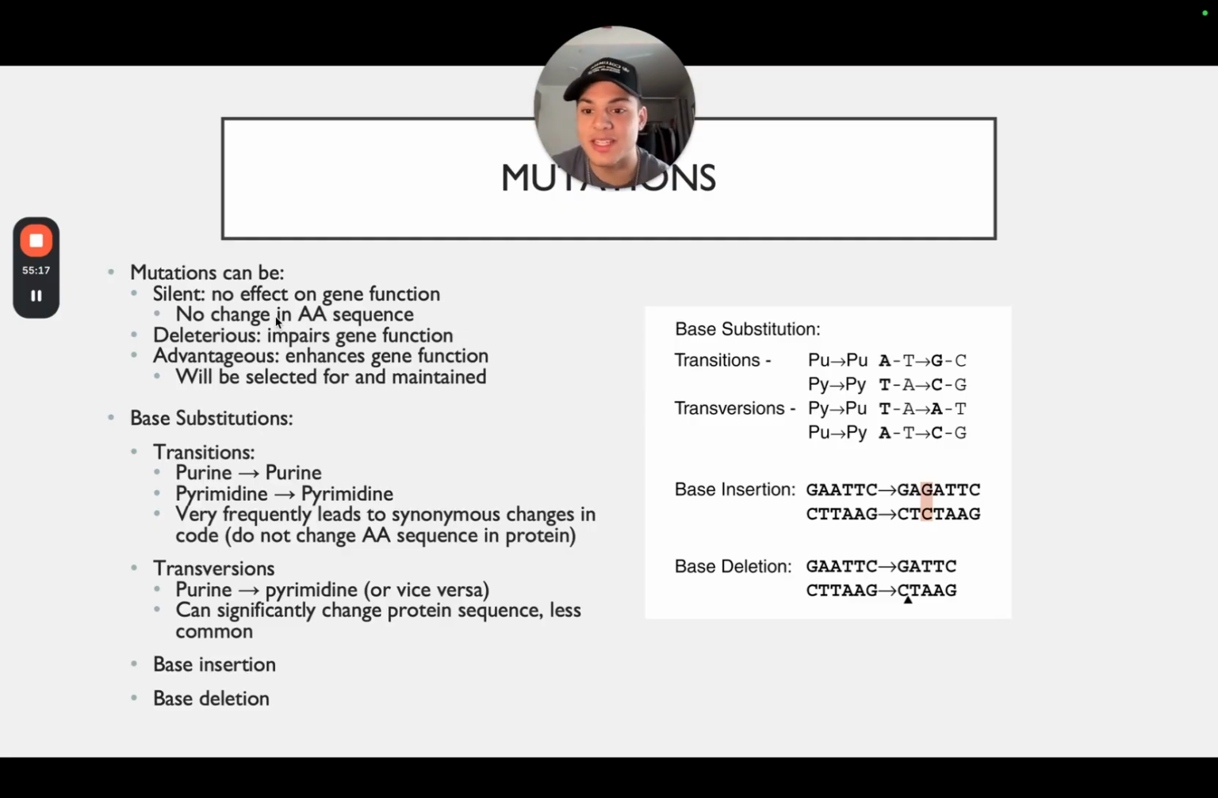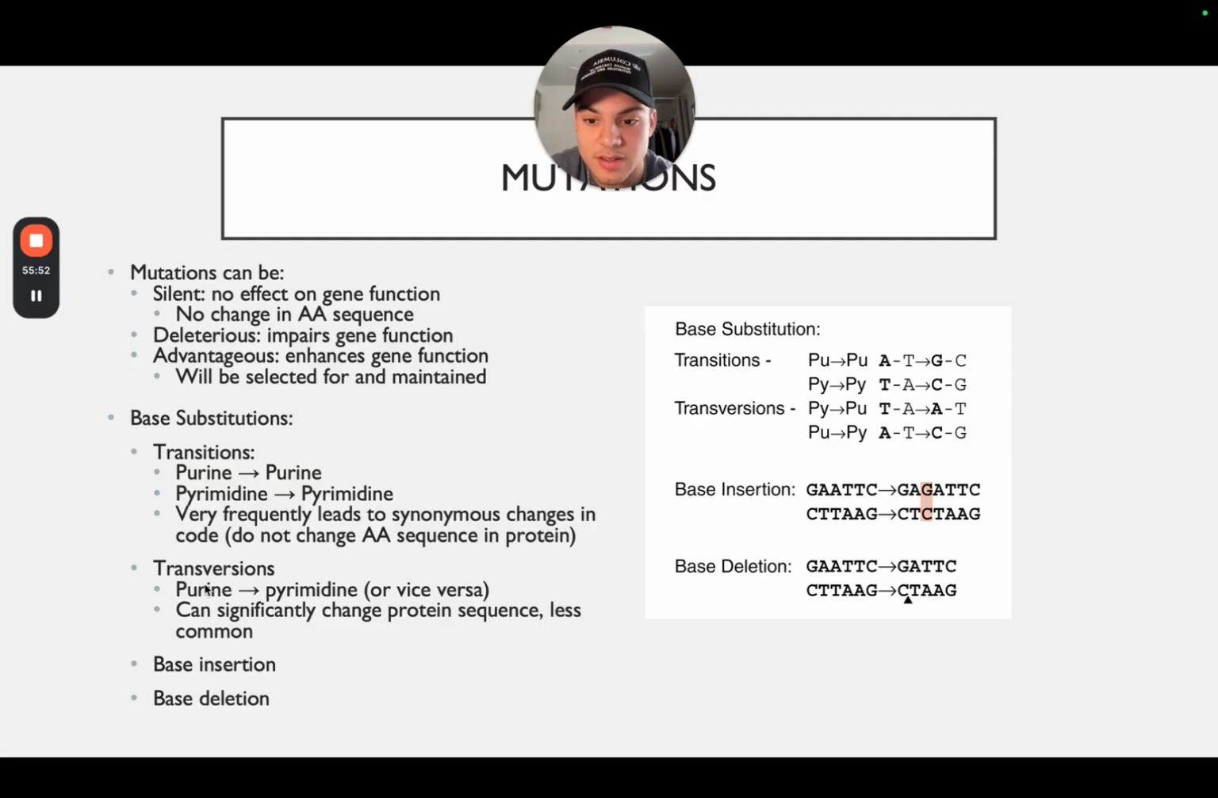So then there are base substitutions, which are basically called transitions and transversions, and then base insertions and base deletions. We'll talk about each one. Transitions just means that we're changing the base from a purine to a purine, or a pyrimidine to a pyrimidine, and they very frequently lead to synonymous changes in the code, meaning they do not change the amino acid sequence in the protein. They're basically silent. As you can see here are some transitions where we convert AT to GC, or TA to CG. So essentially they're silent mutations.